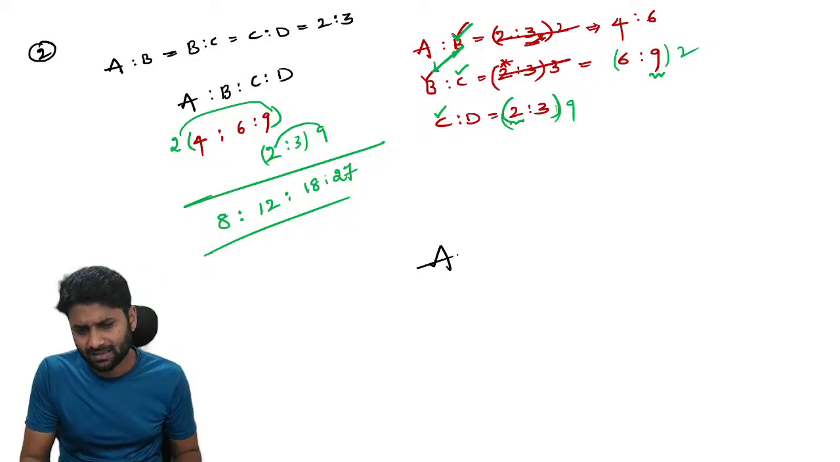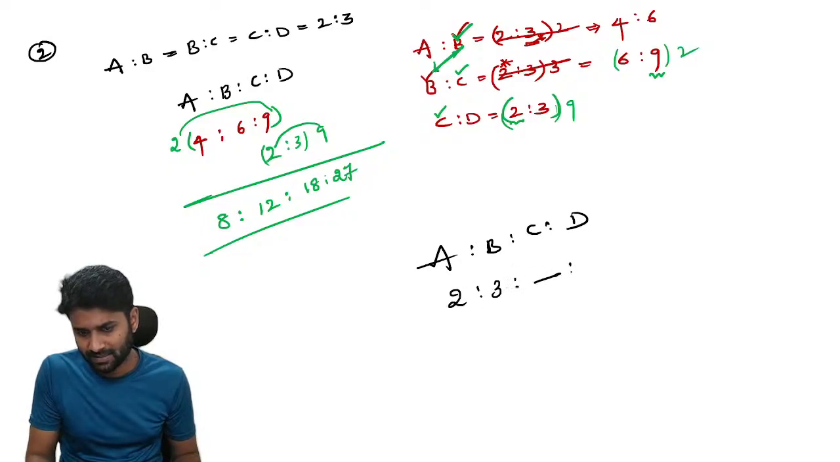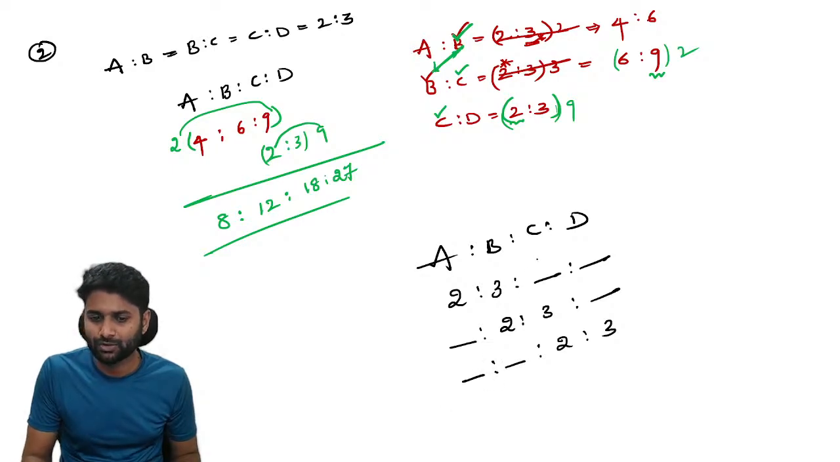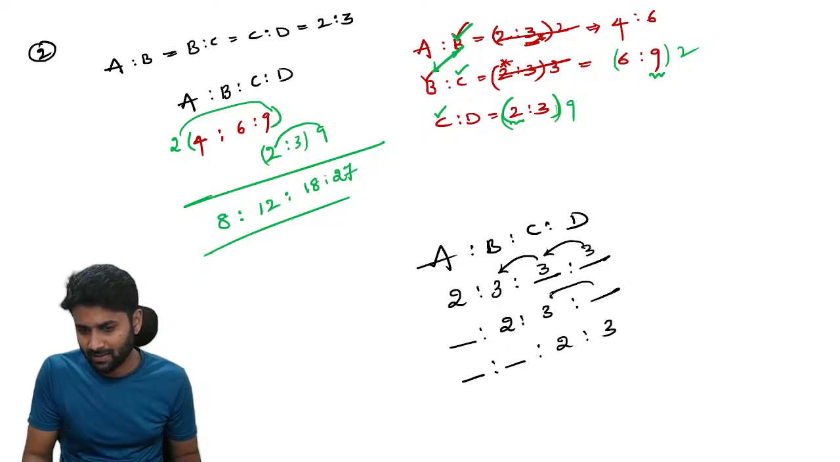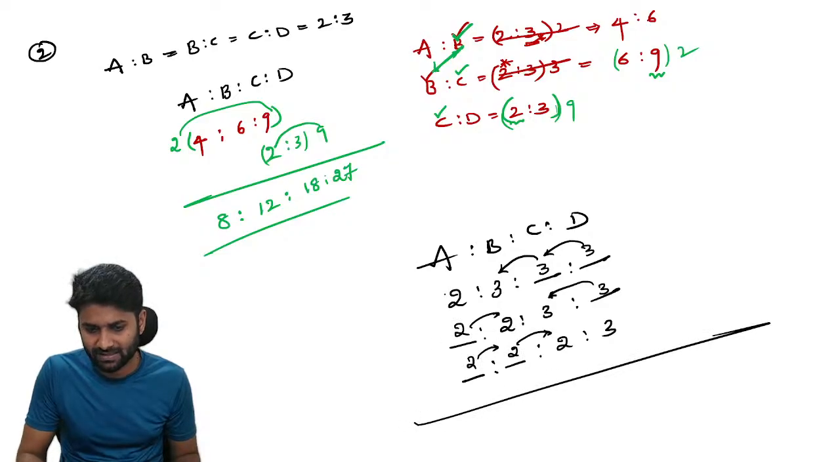Let's take the same calculation. A, B, C, D. So A, B, 2, 3, C, D left. B, C, 2, 3, A, D left. C, D, 2, 3, this left. See, I told you clearly, replace with the previous number 3, replace with the previous number 3, replace with the previous number 3. Replace with the previous number 2, replace 2. Finally, see, product value is 8, product value is 12, product value is 18, product value is 27.